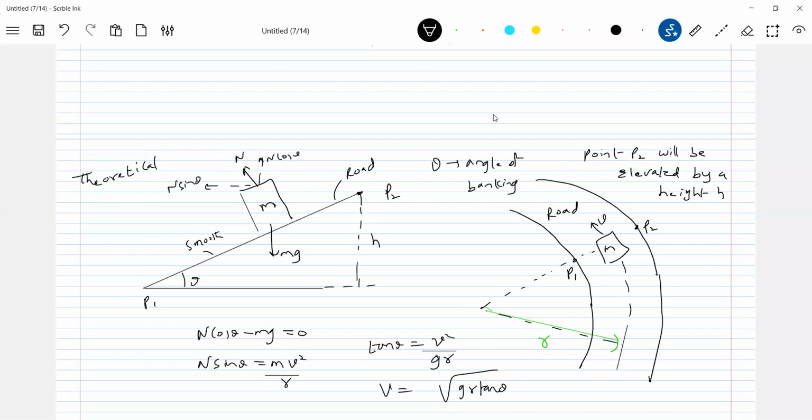So now by chance, if the car has come to rest on the road, tell me, because of mg sin theta, what will happen to the car? It will start sliding. This is a very dangerous thing. If the car has come to rest on the road, it should not slide like this. So to overcome this, what should I do? I should go for a rough road. If I make the road rough, what conditions will arise? We will check it.